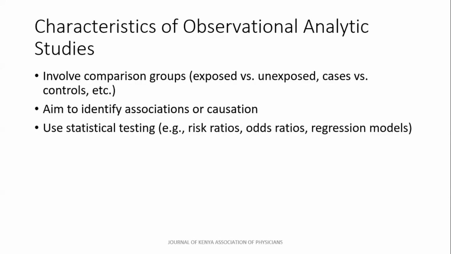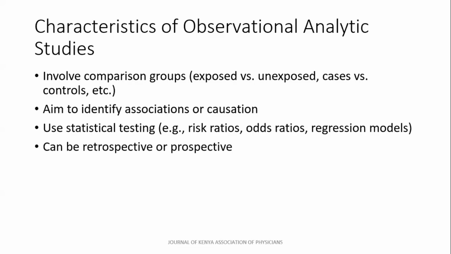They also use statistical testing. So to interpret the findings, we use statistical testing. So like risk ratios, especially in cohort studies, odds ratios in case control studies, or more advanced models like regression to help adjust for other confounding factors, just so that we establish the strength of association between various variables.